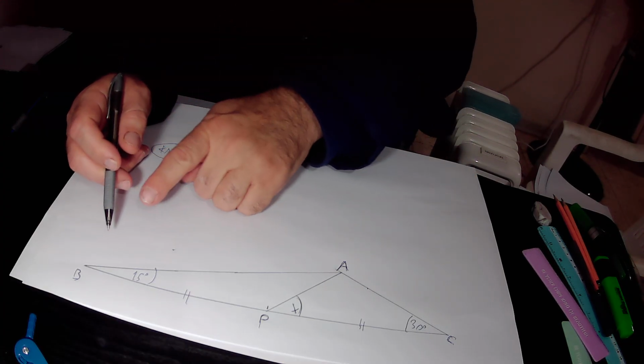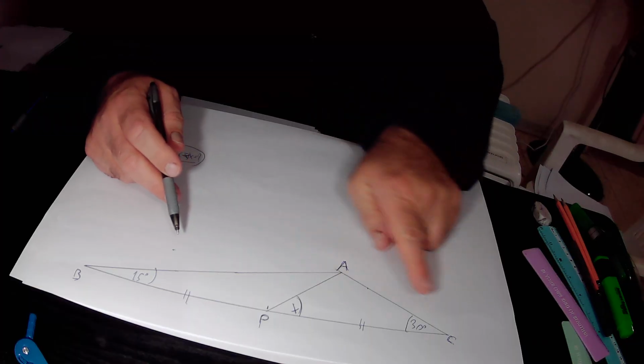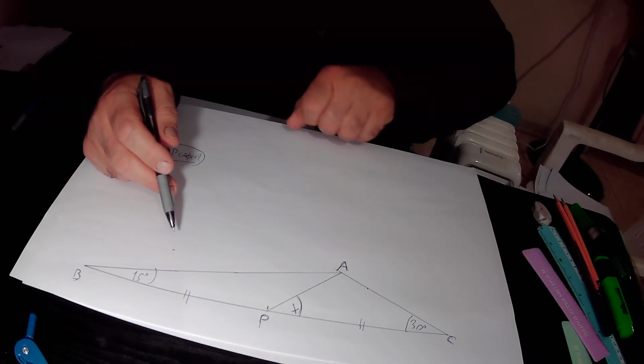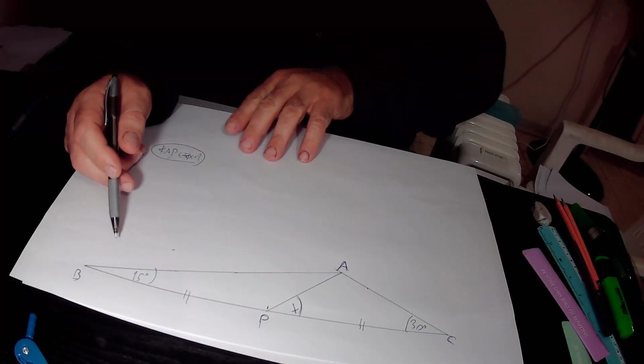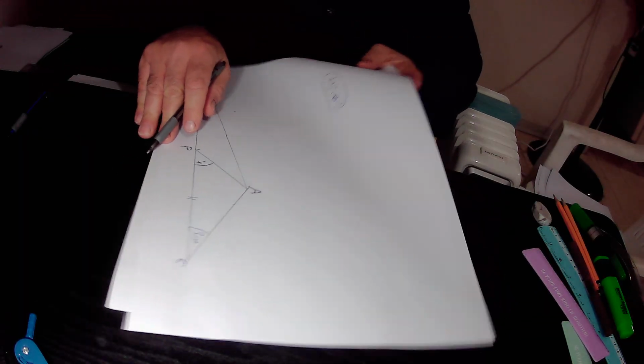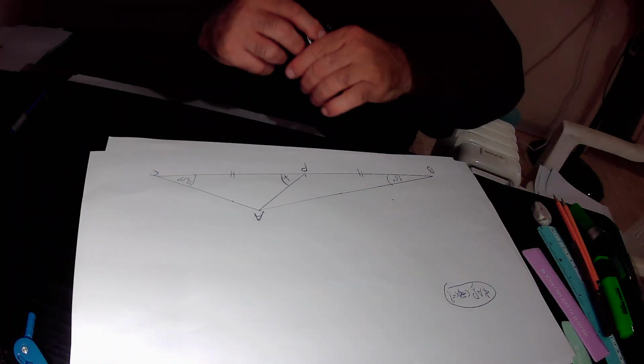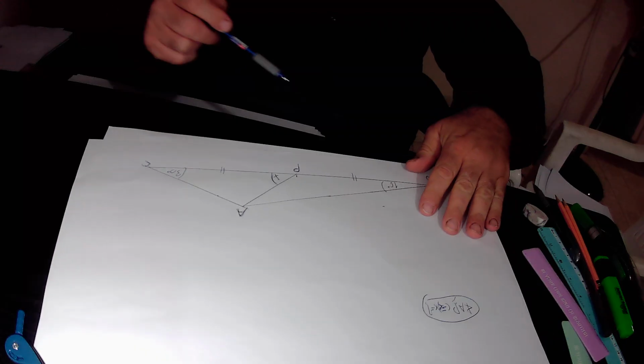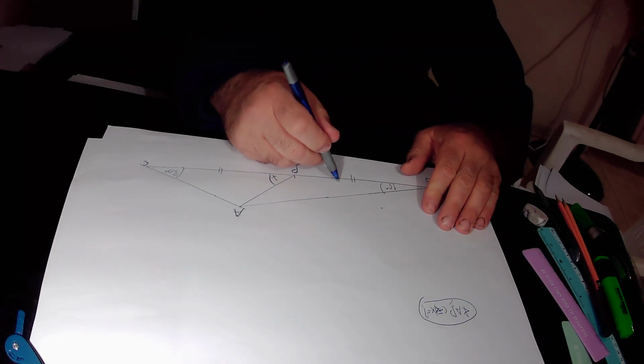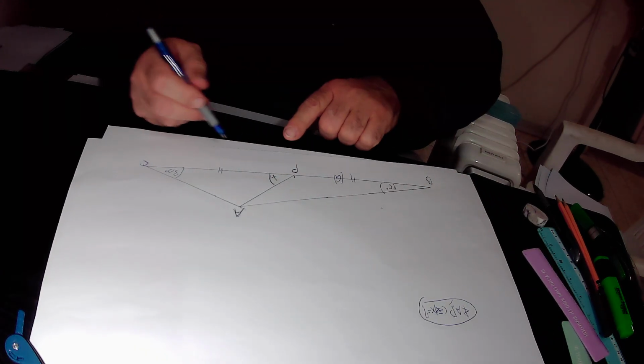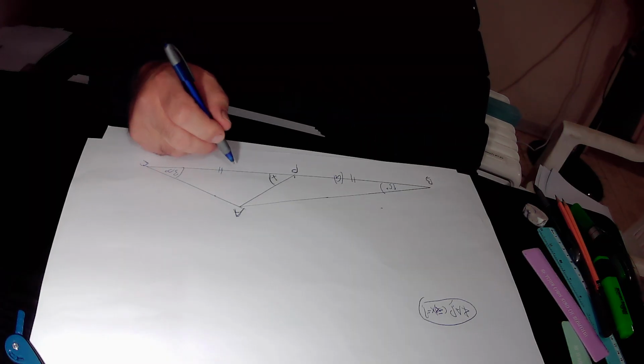So first of all, because BP equals PC, if we define the length of BP as A, then the length of line segment PC must also equal A because they are equal to each other.